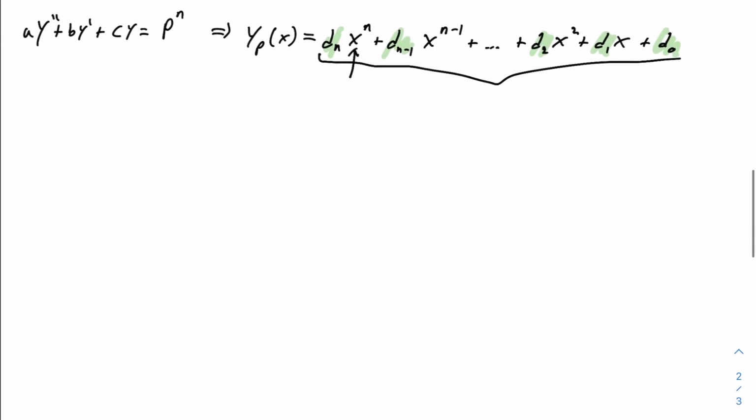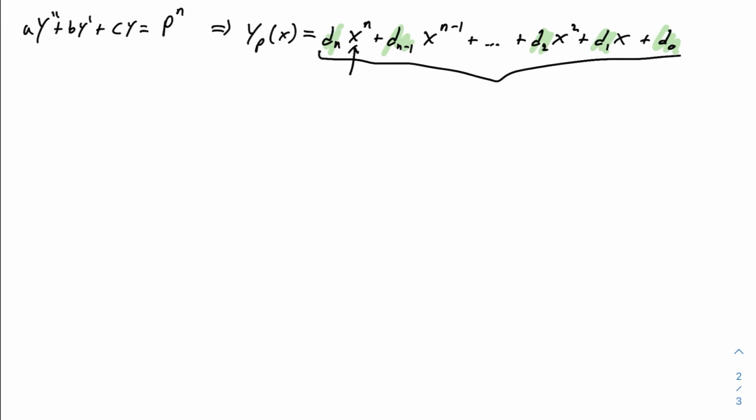Okay, so last thing I want to go over in this video, just really quick, is what happens when we have combinations of forcing functions. So let's say that we have e to the c1 x times some polynomial of order n.